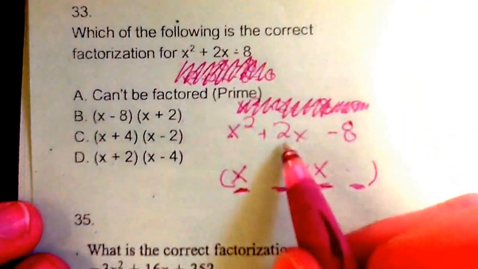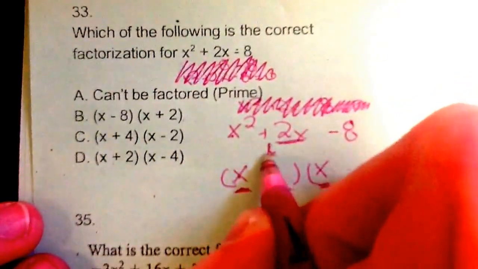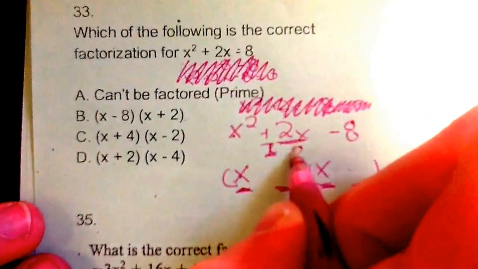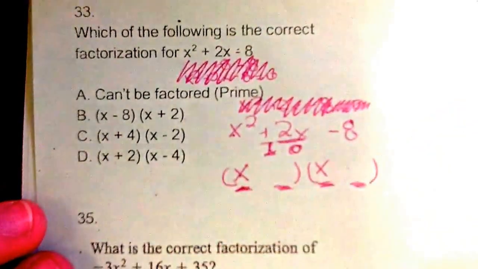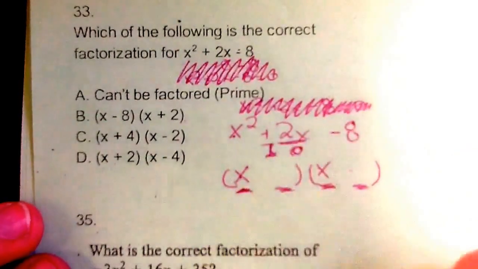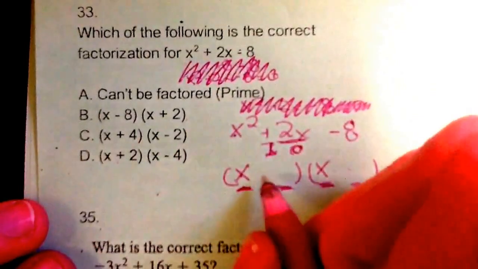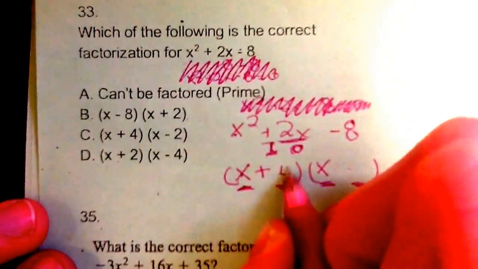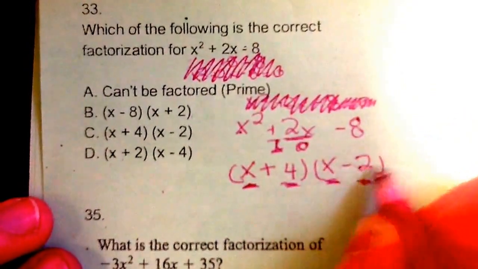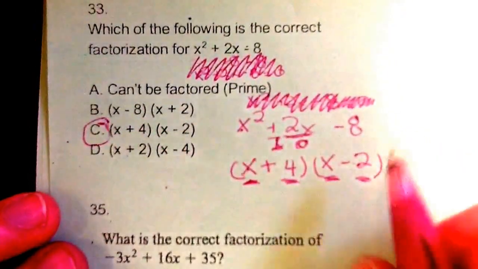Now, how I decide is this middle term. When I FOIL, I have the inside and the outside that add up to that middle term. So these two values need to add up to 2. So to add up to 2, I would have to have a positive 4 and a negative 2. So my factoring looks like x plus 4 and x minus 2.